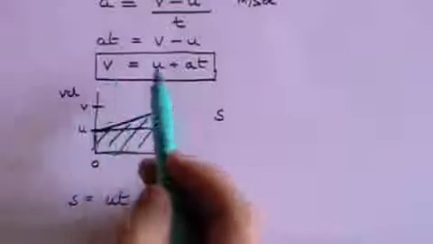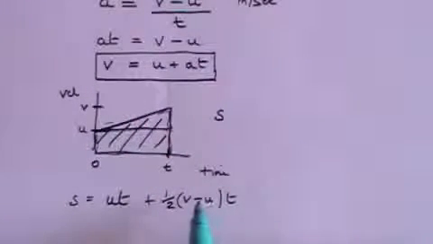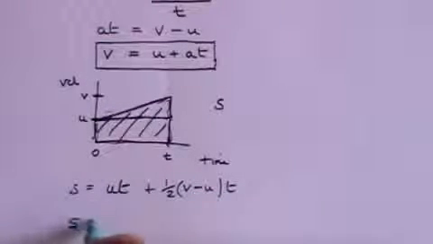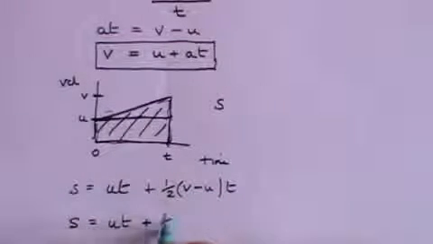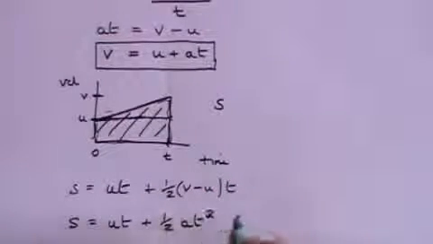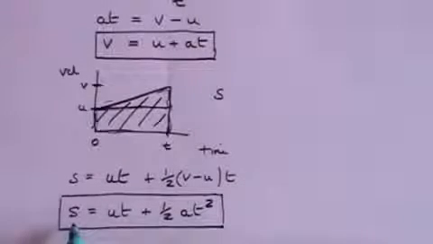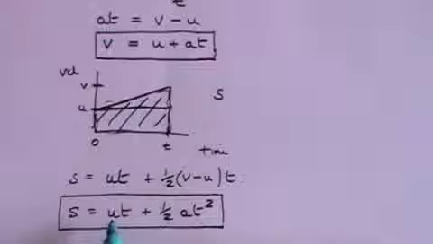But from this formula here, v minus u is at. So we can put at here. And that means that we get that s equals ut plus a half at times t, which is at squared. And there's our second major formula. That the distance travelled is the initial speed times the time at which you travel at that speed, plus half of the acceleration times the time squared.